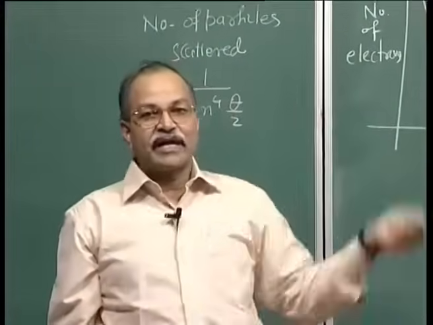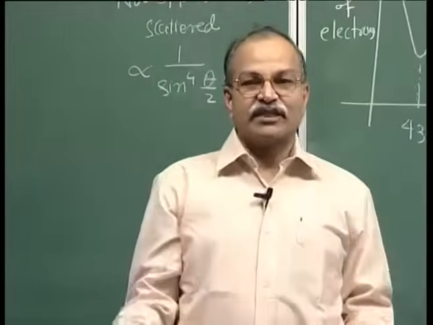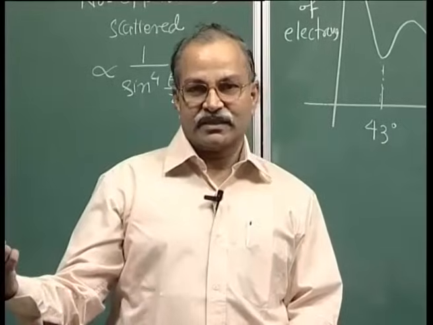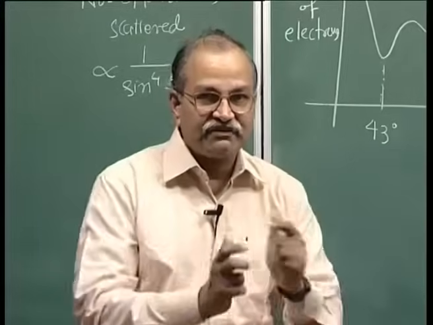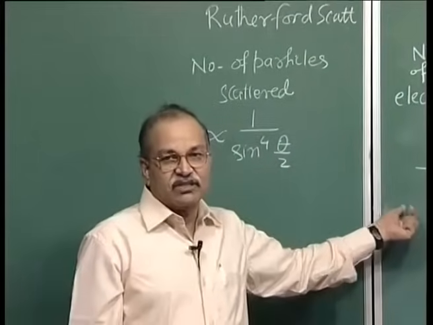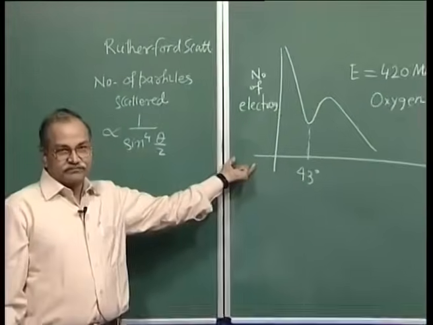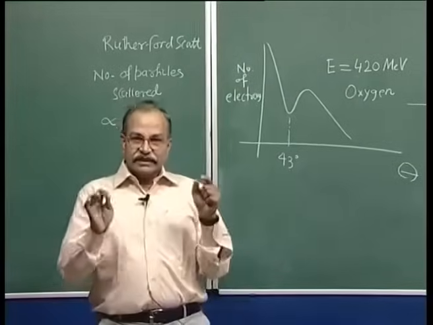Of course, this is not the formula to be applied as such, because these electrons are going with relativistic speeds. The kinetic energy is much, much larger than their rest mass energy. So, there will be some correction because of those relativistic effects, but by and large the theta dependence will be something of this sort. So, in general it will decrease.